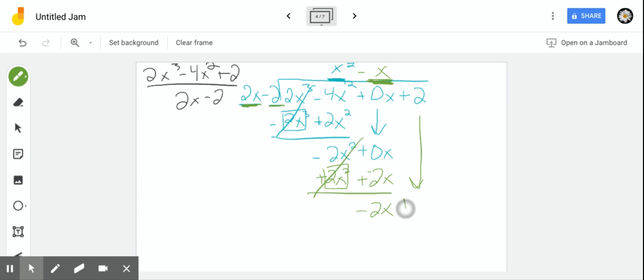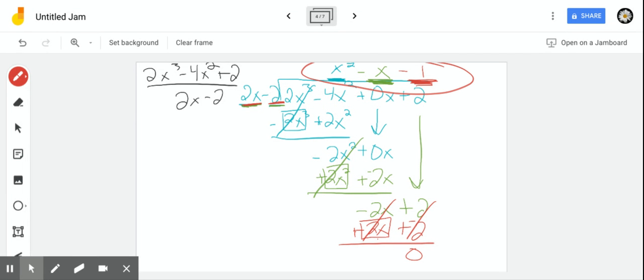Okay, we need to drop our next term. And our final goal is to get a negative 2x here. So we're thinking what times 2x gives us negative 2x. And we definitely need a negative 1. So negative 1 times 2x is negative 2x. Negative 1 times negative 2 is positive 2. Draw the line, change the signs, and everything cancels. Remainder of 0. So here's our answer, x squared minus x minus 1.